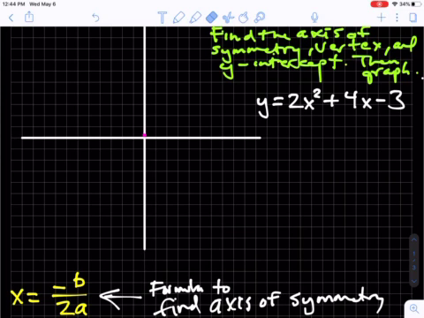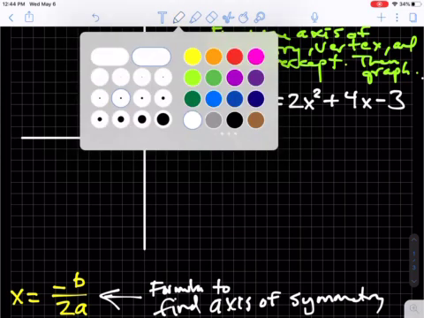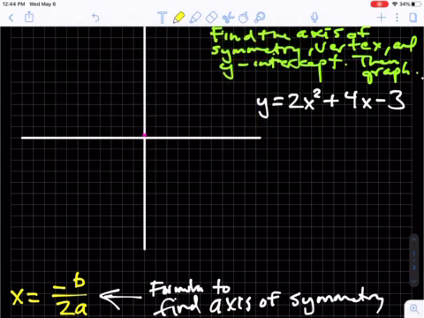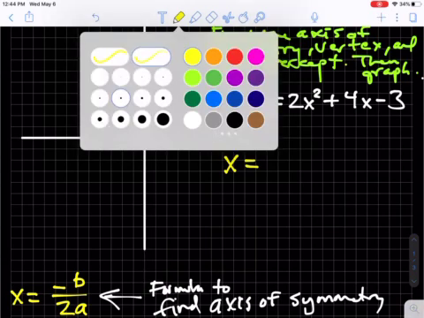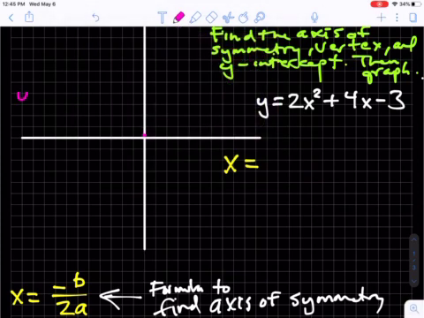So let's take our equation. I'm going to switch colors here, to yellow. I'm going to write x equals, and then you have to remember what's a, what's b, what's c. If your equation is written in the correct form, it will always be y equals ax squared plus bx plus c. So your b is the number in front of the x.